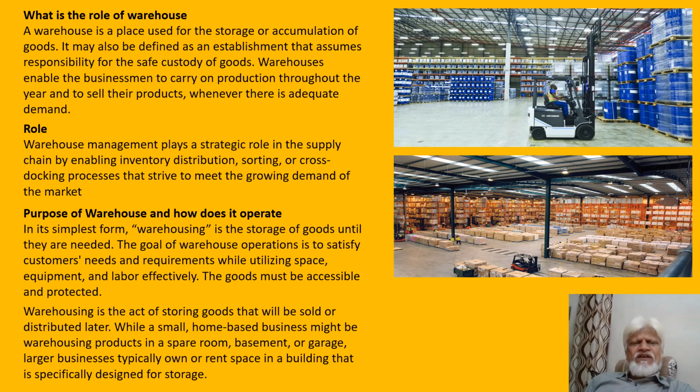The purpose of a warehouse and how it operates: the simplest form of a warehouse is storage of goods until they are needed. When the need is there, only then will it be shipped. A typical picture has been shown of how things are manufactured and stored. When the requirement comes, the supply chain comes into action and transportation is done.